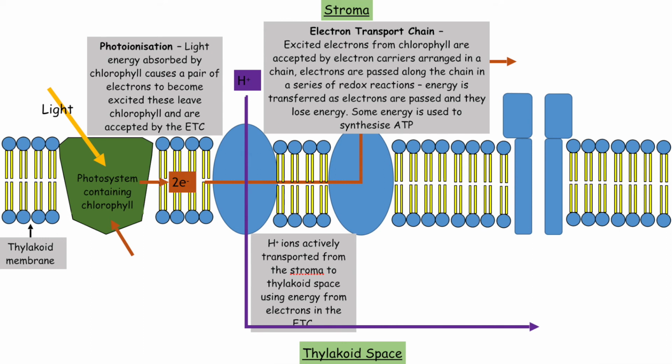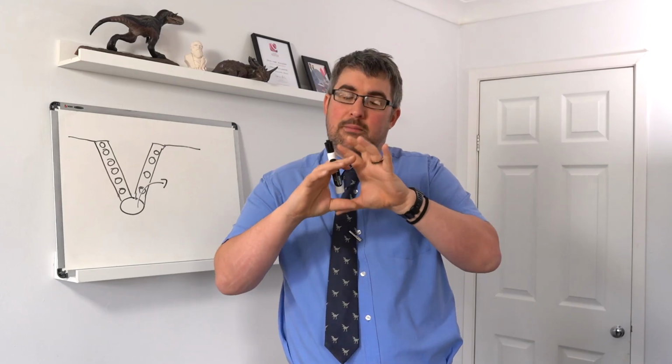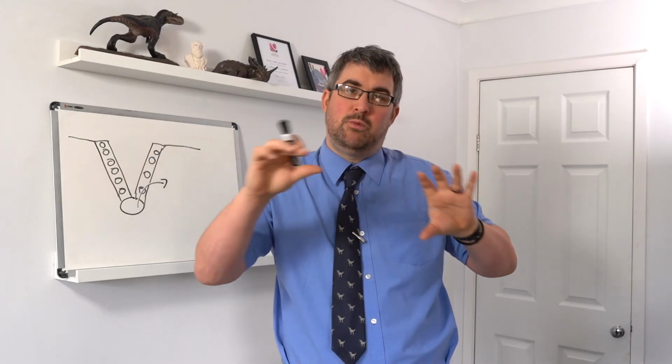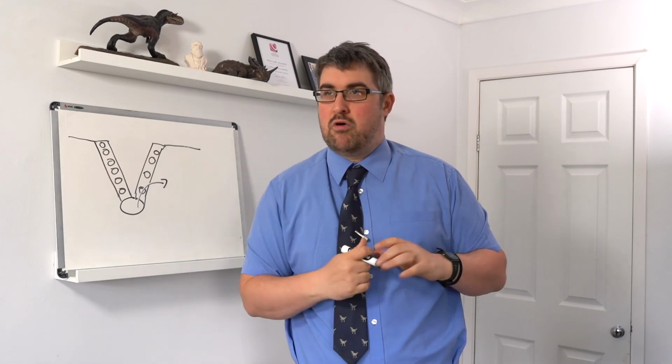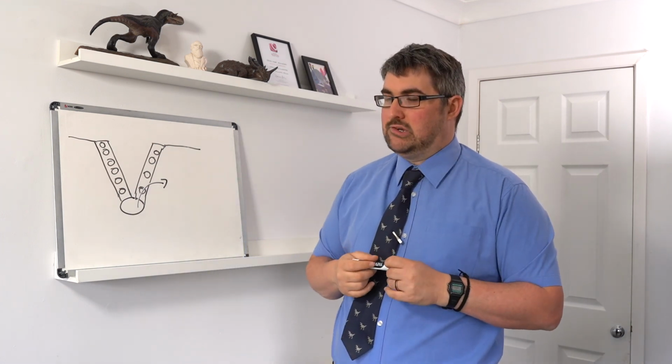So the H plus ions cannot cross the phospholipid bilayer because they are charged. The only way they can get in or out of these thylakoid membranes is through specialized proteins. Okay? In this case, they are being pumped into that thylakoid space using the energy from those electrons. So that's an important part, because ATP, being the product of the electron transport chain, is one of the key products of the light-dependent reaction.